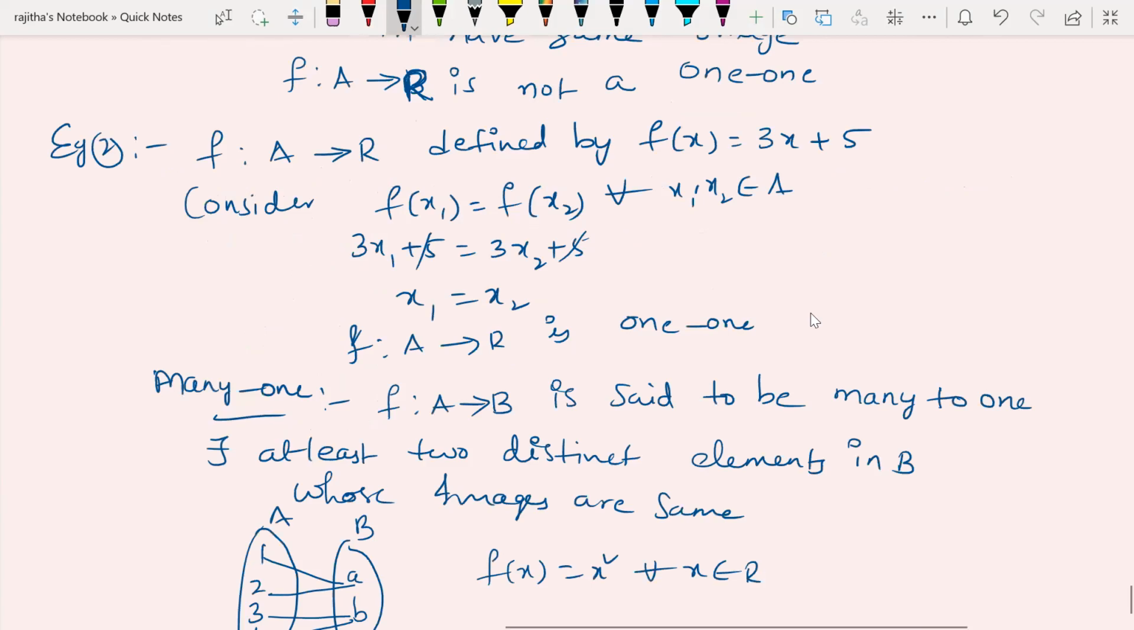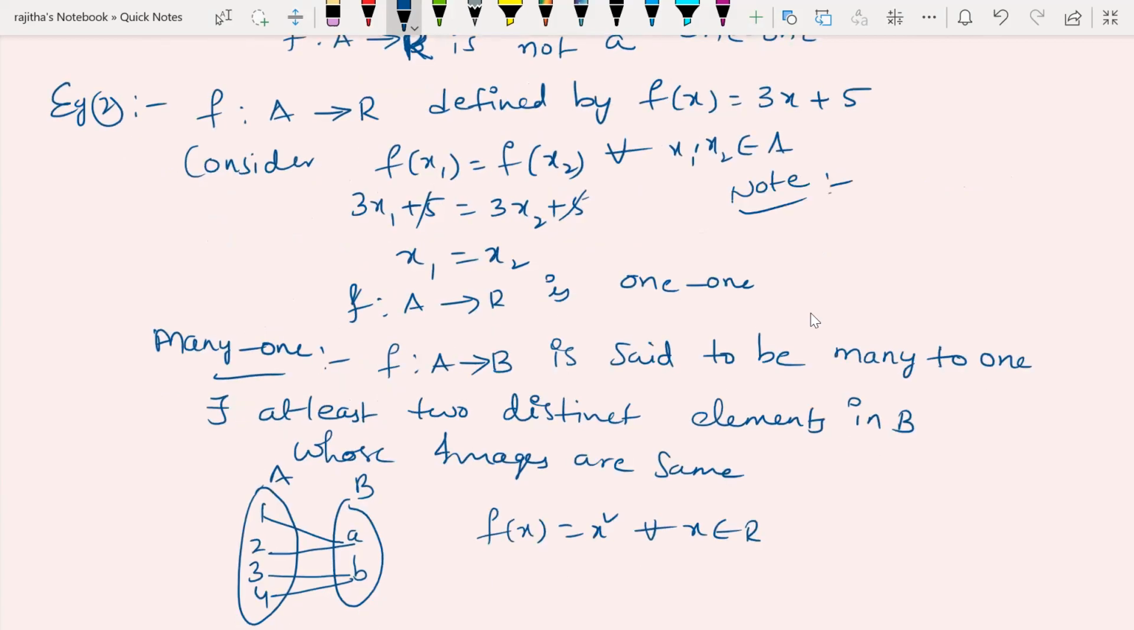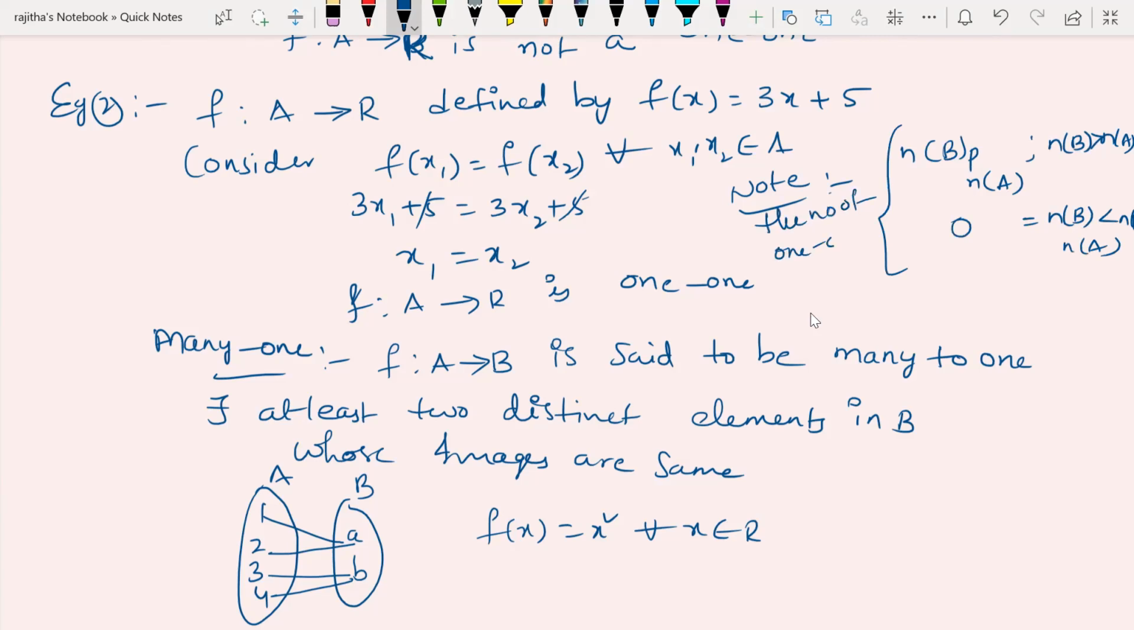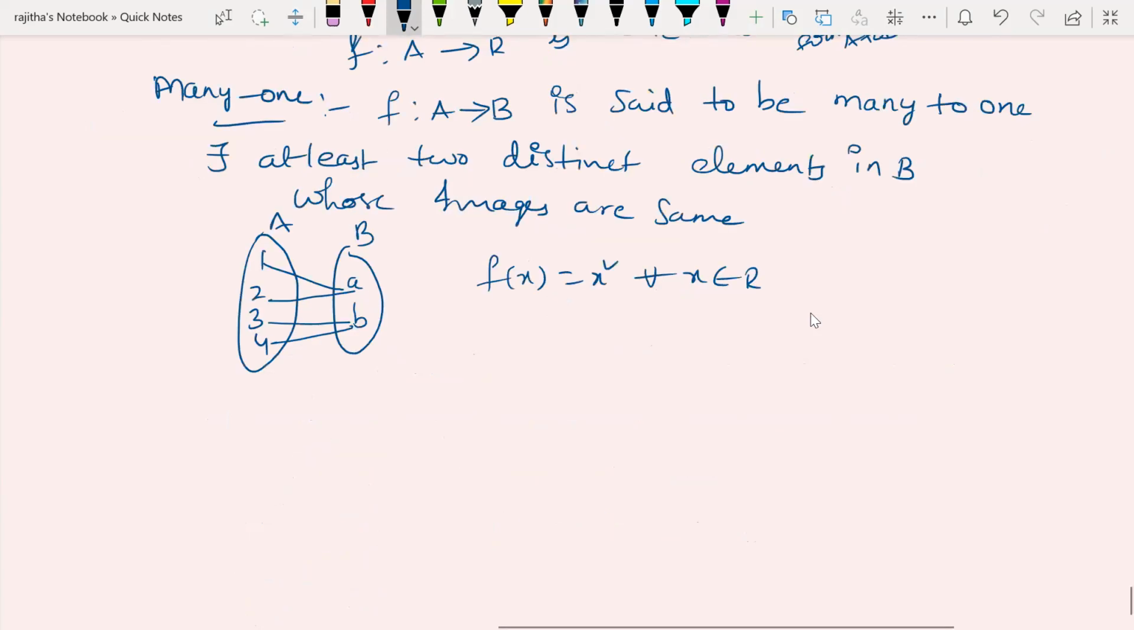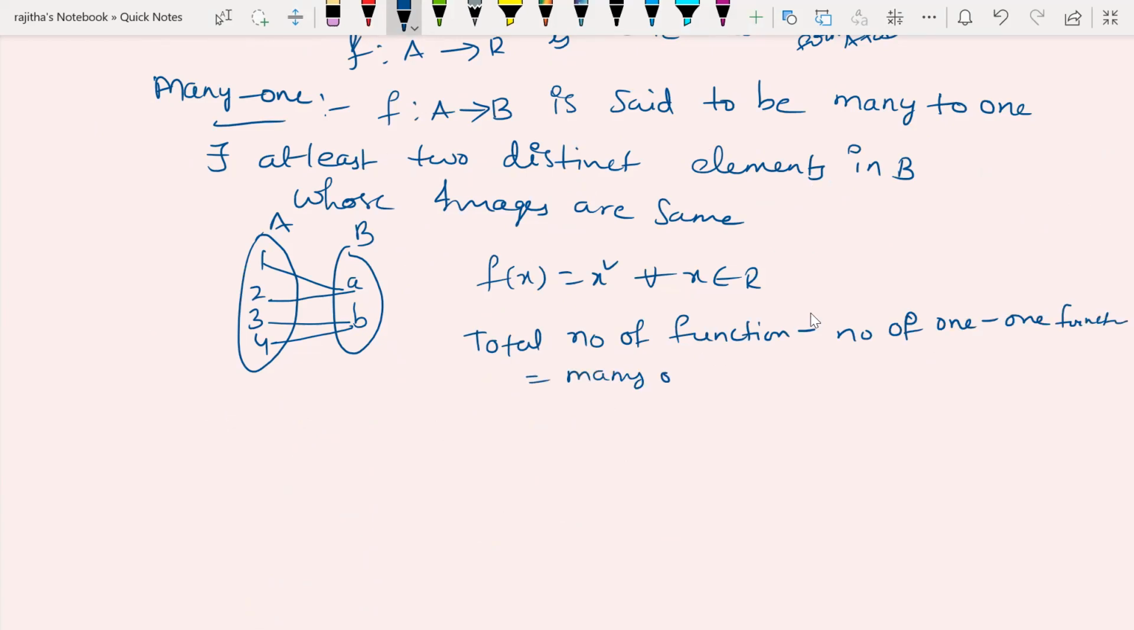One of the formulas here: the number of one-one functions from A to B, for two finite sets, is n(B) permutation n(A) if n(B) is greater than n(A), otherwise, if n(B) is less than n(A), it is 0. Here the number of many to one functions is the total number of functions minus the number of one-one functions, that is, total functions minus n(B) permutation n(A).